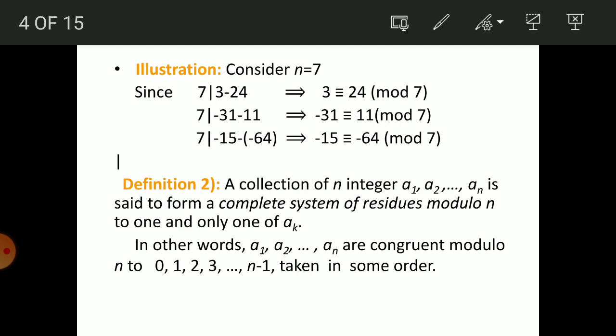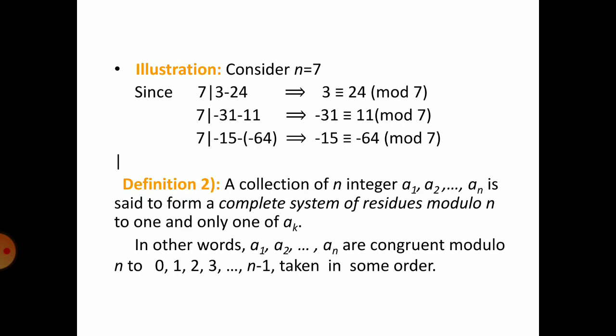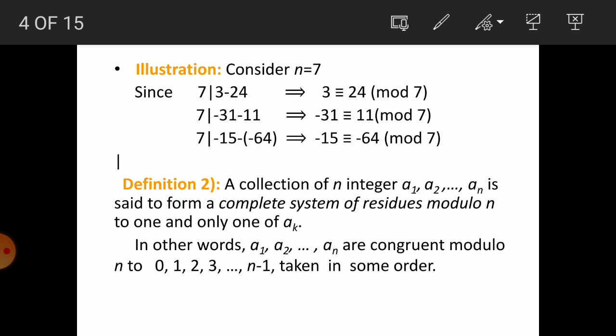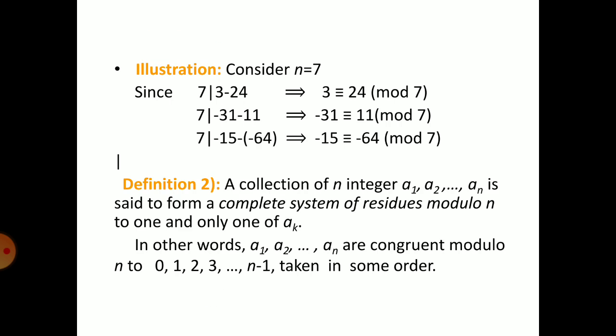Now we shall define the residue system modulo n. A collection of n integers denoted by a1, a2, up to an is said to form a complete system of residues modulo n if each integer is congruent modulo n to one and only one of the a_k. That means the integers a1, a2, an are congruent modulo n to 0, 1, 2 up to n minus 1.